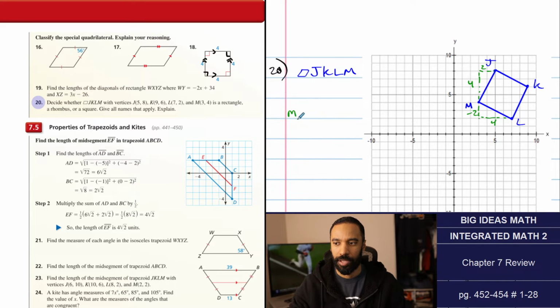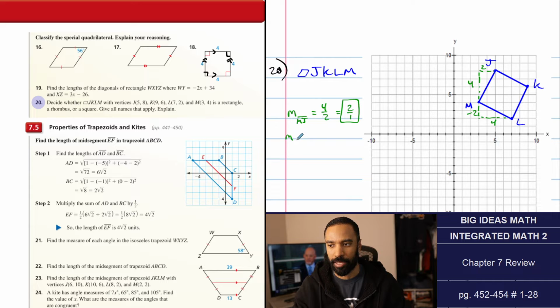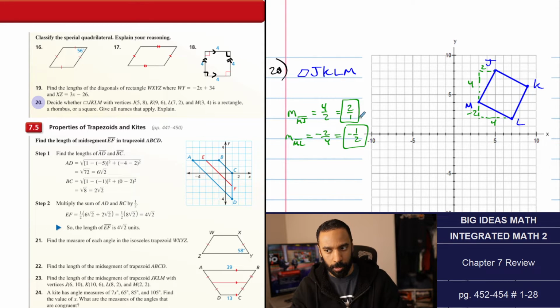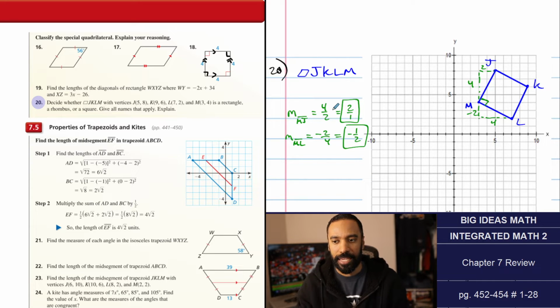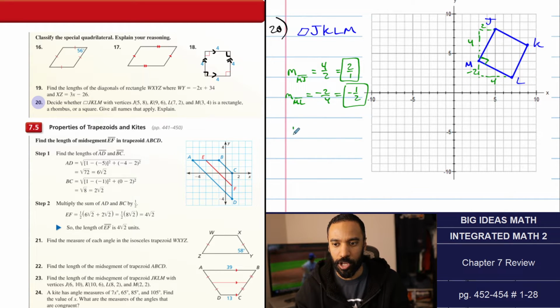The slope of segment MJ is 4 over 2, which is 2. I'm going to put 2 over 1 to satisfy a little something else. And the slope from M to L, which is down 2 over 4, is negative 1/2. These are opposite reciprocal slopes of each other. Opposite reciprocal slopes means the lines are perpendicular to each other, which means this is a right angle. Because you have opposite reciprocal slopes, this is guaranteed to be a rectangle.